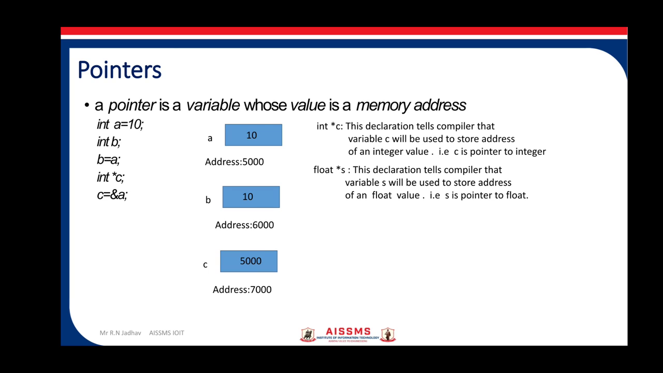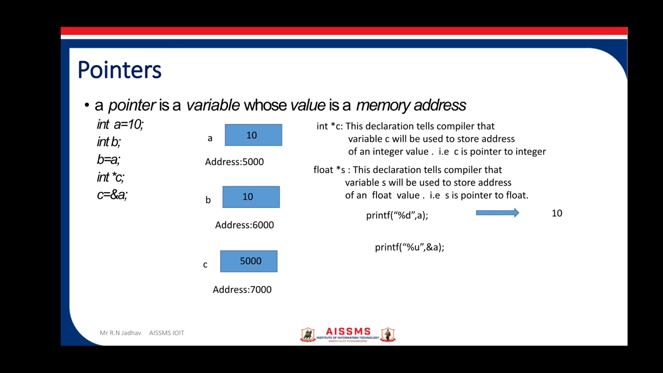Now how will I display all this data? Suppose I want to print variable a, which is of type integer. We are familiar with this statement. This printf will require the format specifier %d, and it will print variable a. So what value will get printed? It will print the value of a, that is 10.